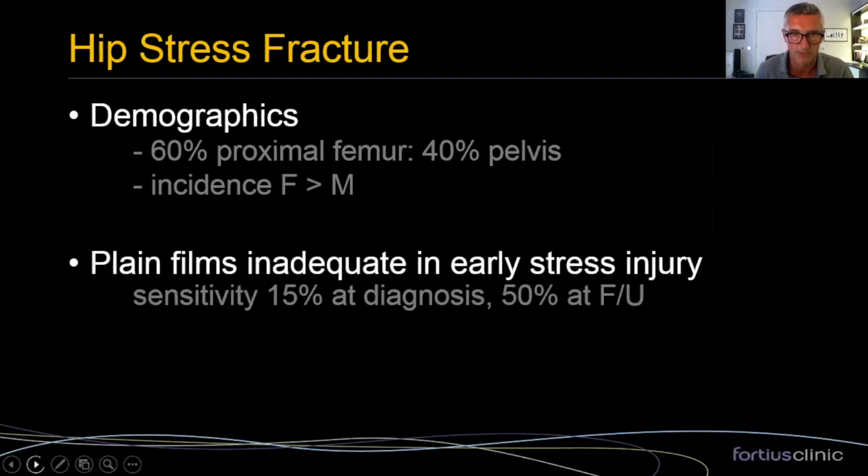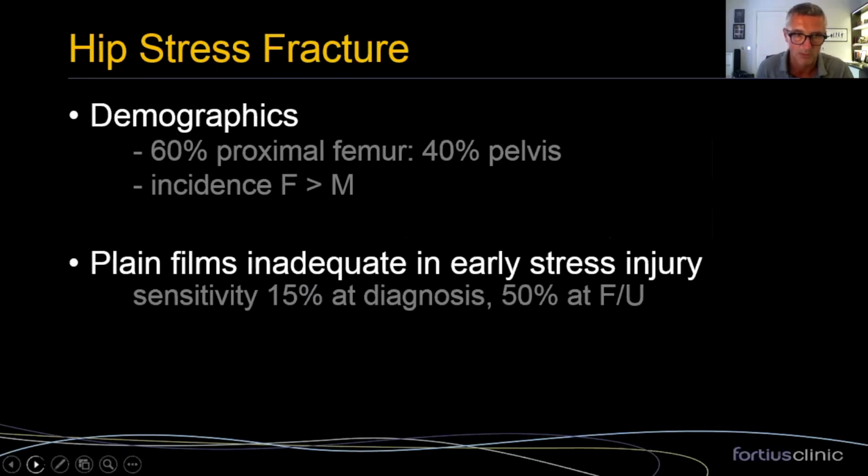Just a little bit on demographics. It's much more common in women, presumably because of their bone density, and most of them are in the proximal femur rather than in the pelvis. This is important because most of our patients will have a negative X-ray diagnosis, and only half of them will be abnormal on follow-up.